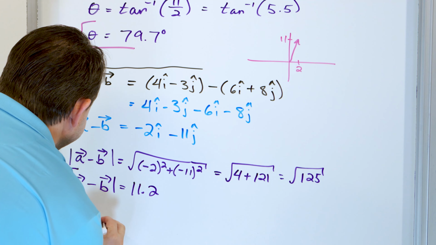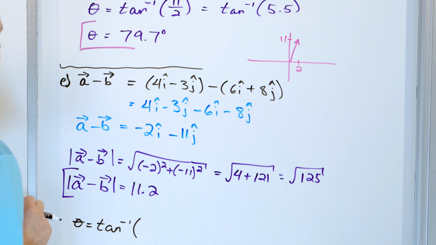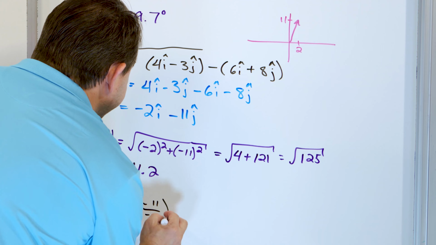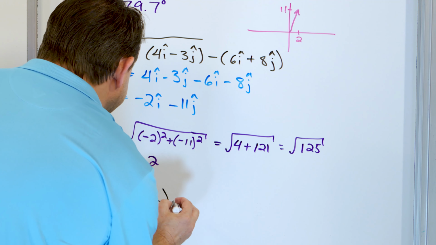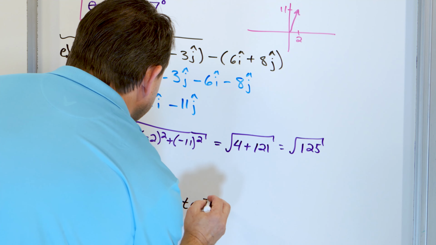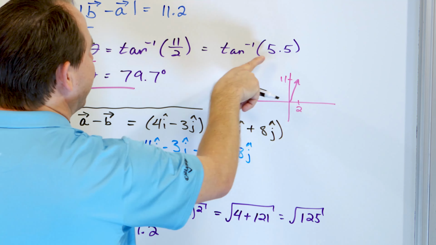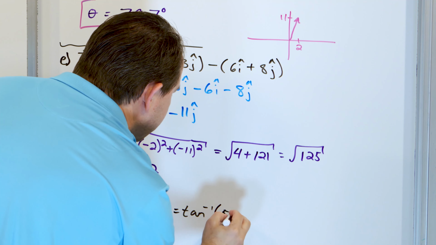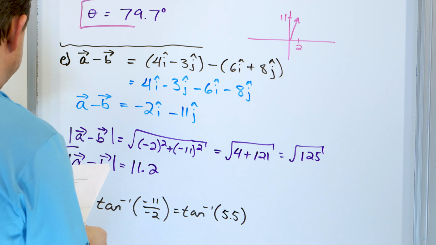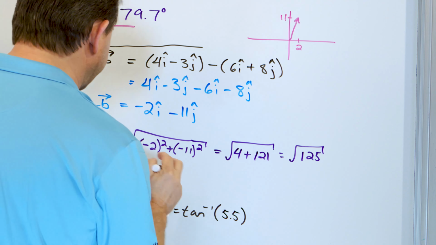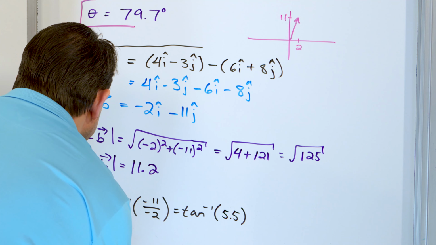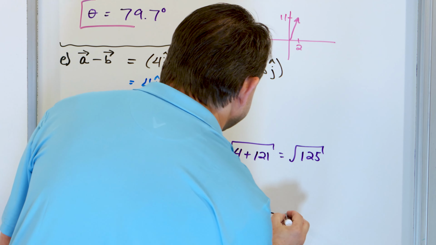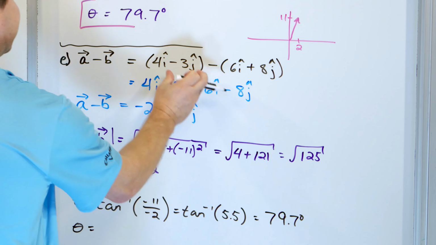So the angle is the inverse tangent of the y component divided by the x component. Negative 11 divided by negative 2. But notice that negative divided by negative is positive. So really, it's the inverse tangent of exactly the same thing as we had before. Here we got a positive 5.5, but here we also get a positive 5.5. And we still have to take the inverse tangent of this. So when we put 5.5 in the calculator and take the inverse tangent, what we actually get is 79.7 degrees. Let me just double check, 79.7 degrees. So it looks like we get exactly the same angle as we did before.